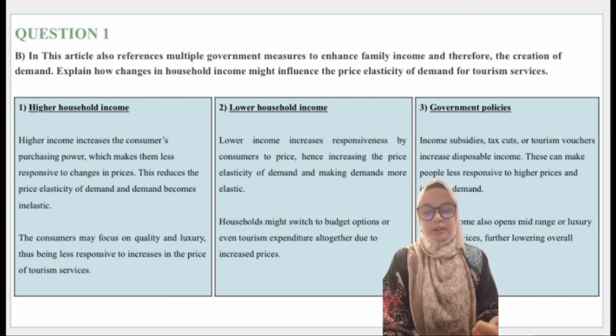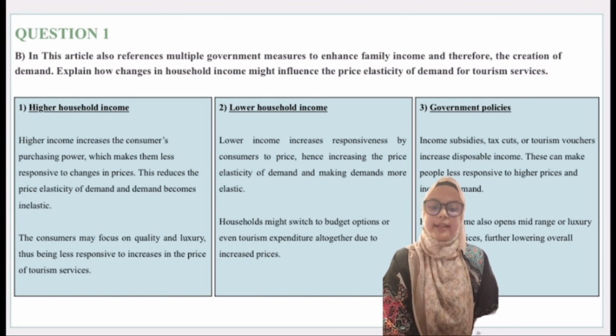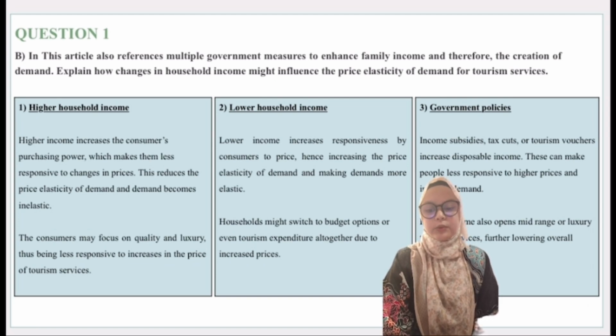For the second point, lower household income. Lower income increases responsiveness by consumers to price, hence increasing the price elasticity of demand and making demand more elastic. Households might switch to budget options or even cut tourism expenditure altogether due to increased prices.